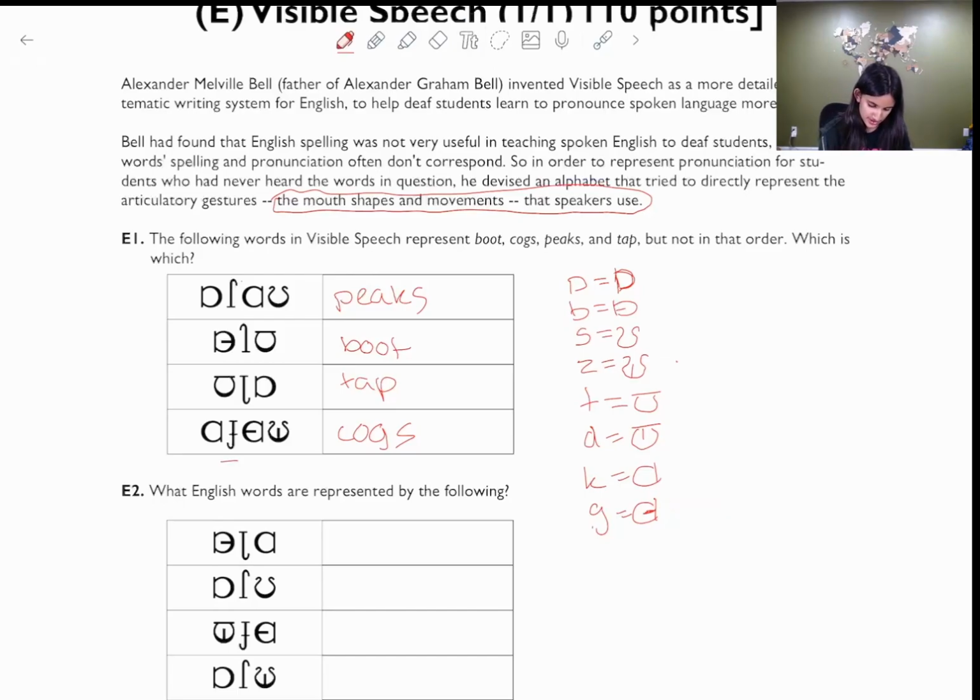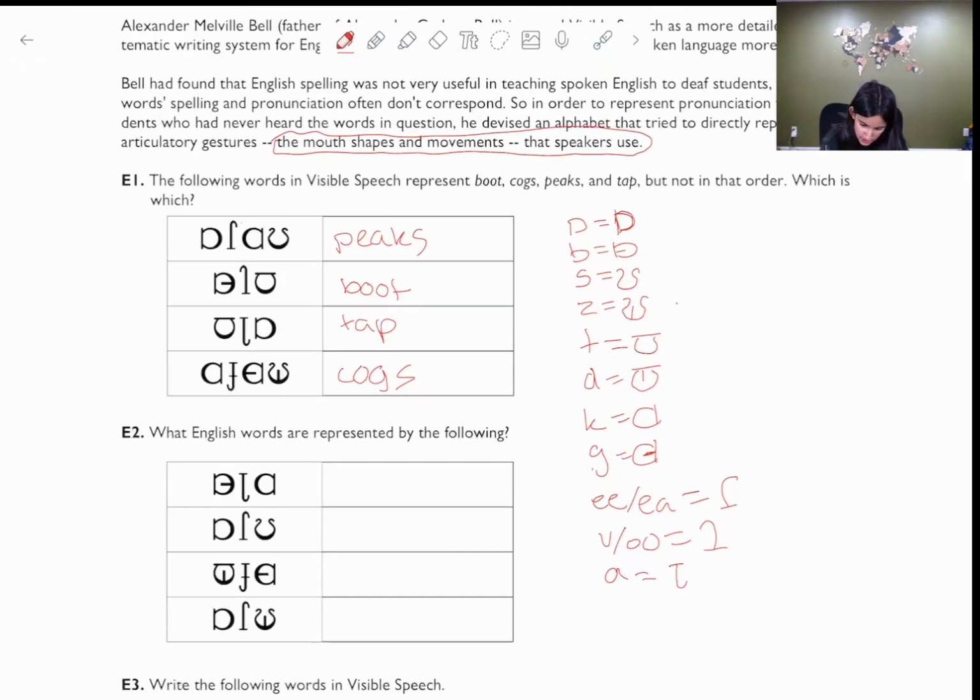And we also have the vowel sounds. So we have the E or like EA sound is this. And we have the oo sound is this. And we have the a sound is this. And we have the aw sound is this. Okay.